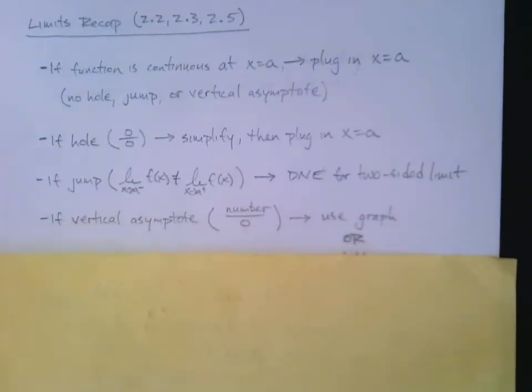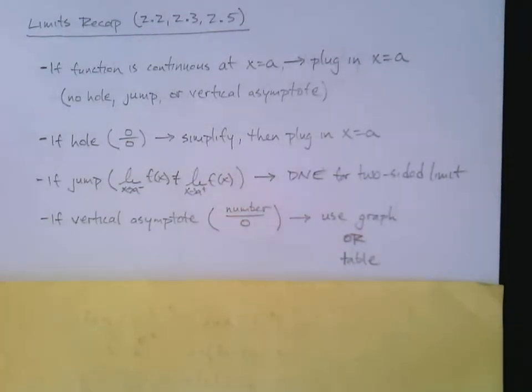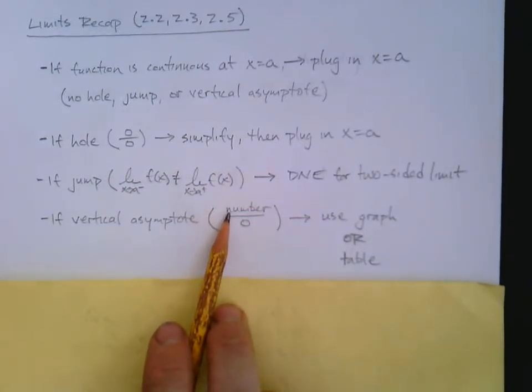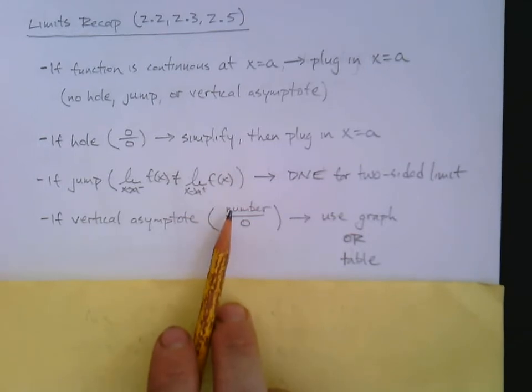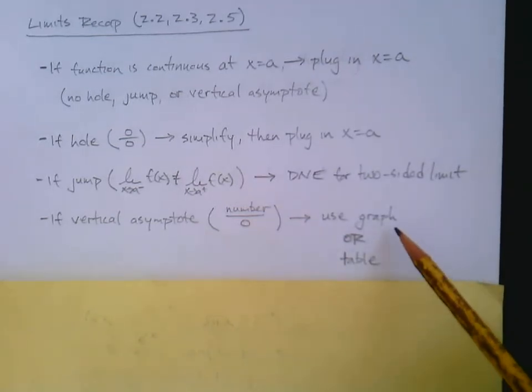What if there's a vertical asymptote? The vertical asymptote is where you might use a graph or a table, and either approach you take is equally valid. I said that before. How do you know it's a vertical asymptote? You get some number other than 0. Well, 0 is a number, but I think you know what I mean. Something other than 0 over 0, like 2 over 0 or negative 1 over 0. Then we know there's a vertical asymptote going on, and we're going to do the graph or the table.